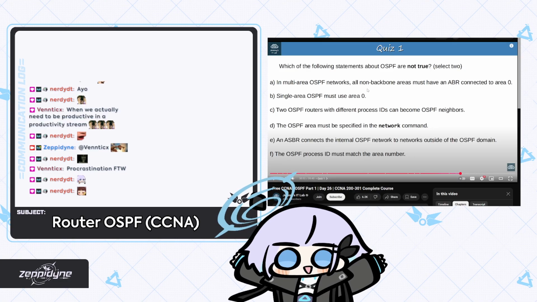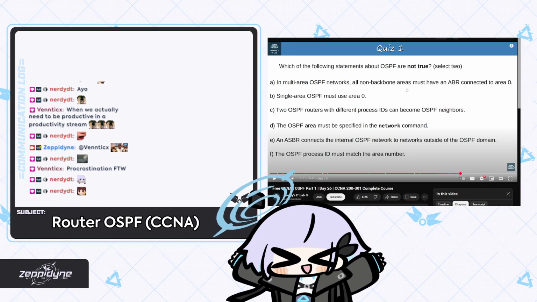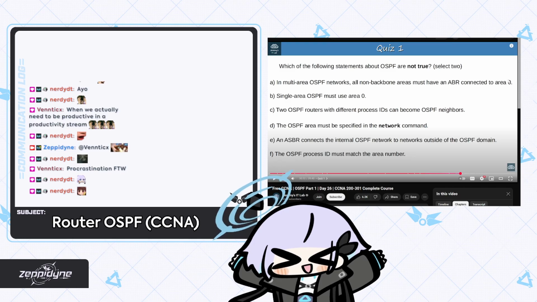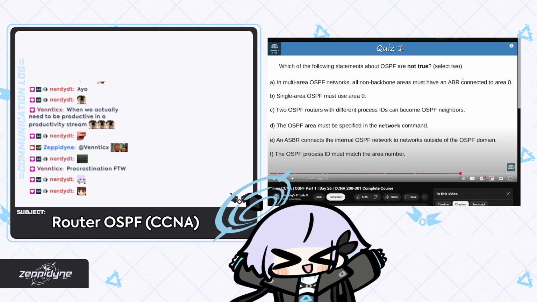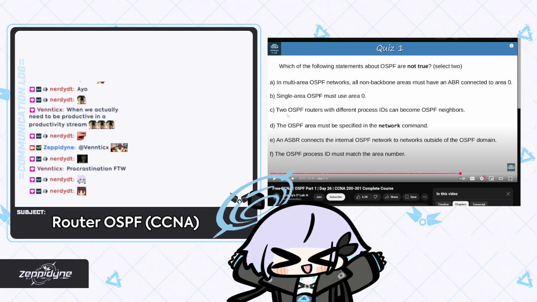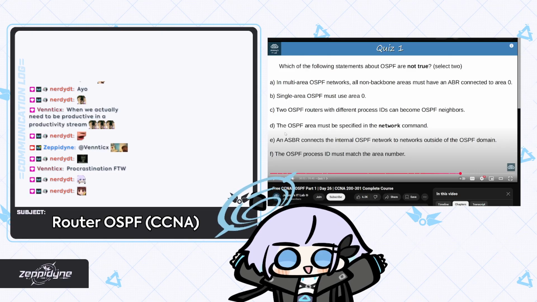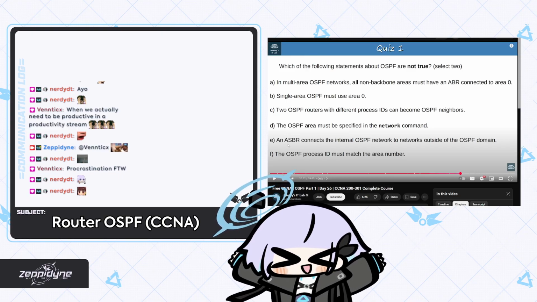Well, I don't remember anything about multi-area OSPF. All non-backbone areas must have an ABR connected. Oh wait, yes, this one's true, because if you don't have an ABR, OSPF will not work. Single area OSPF must use area 0. No, you can use any other area, but it's common practice. C is true. Doesn't matter what process IDs you use. D is yes, you have to.